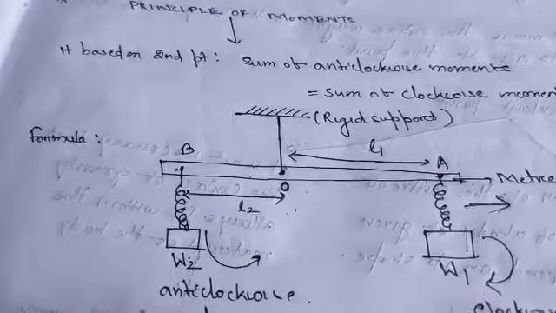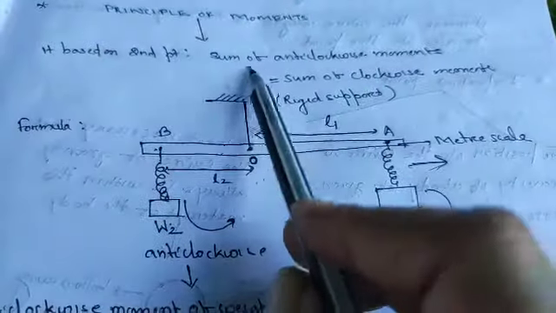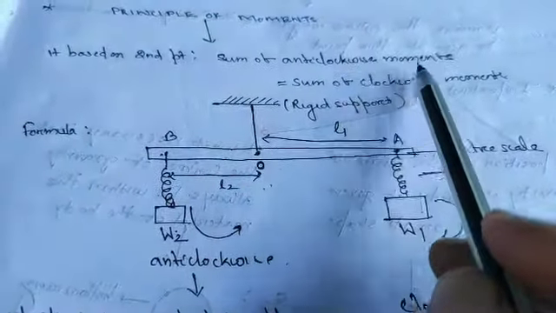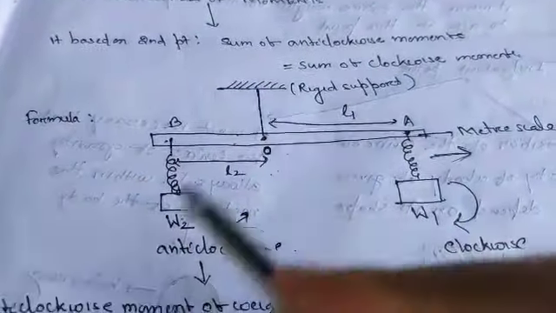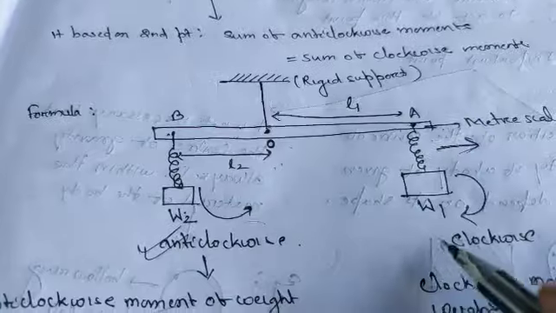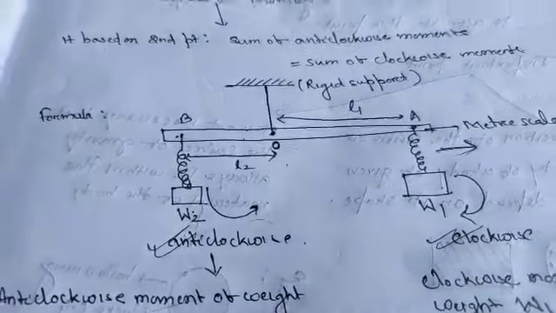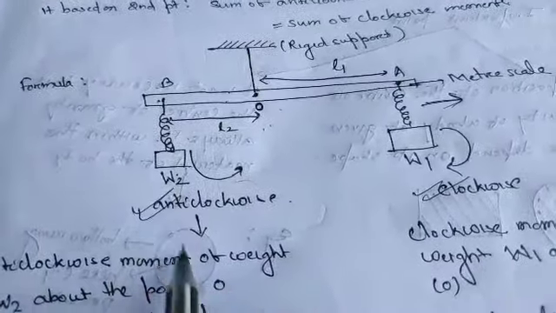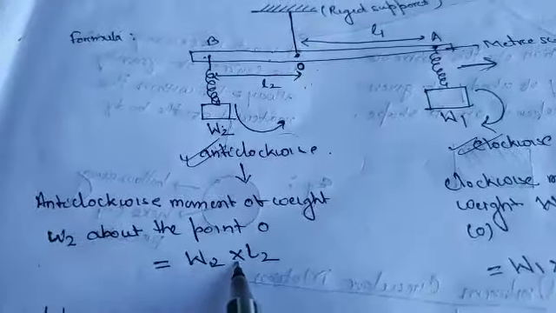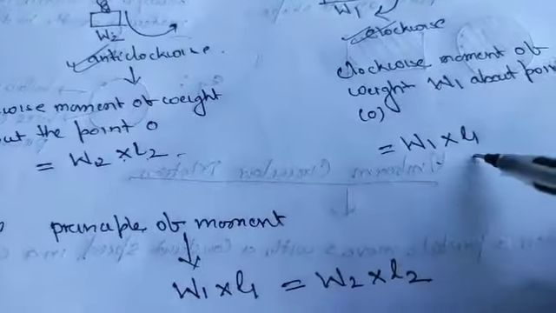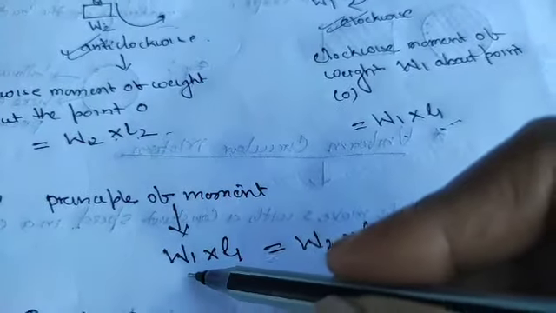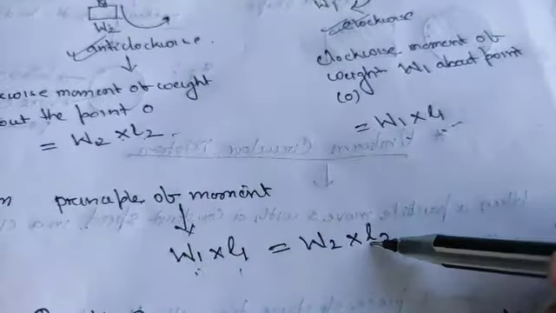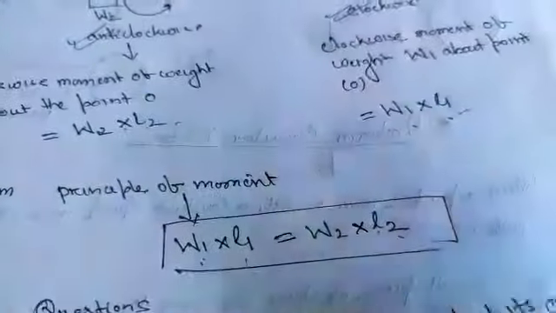Now if I focus on the formula, what is written? The sum of the anti-clockwise moments is equal to the sum of the clockwise moments. So this I have taken as anti-clockwise, this I have taken as clockwise. So you write the formula very easily: anti-clockwise W2 into L2, equals clockwise W1 into L1. Now you combine it as the principle of moments: the sum of anti-clockwise moments is equal to the sum of clockwise moments. So this is the formula you are getting as the principle of moments.